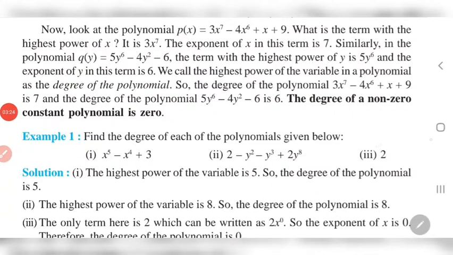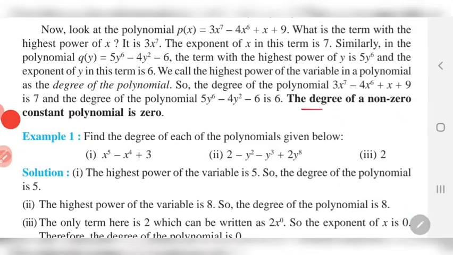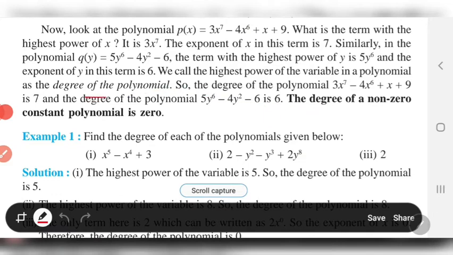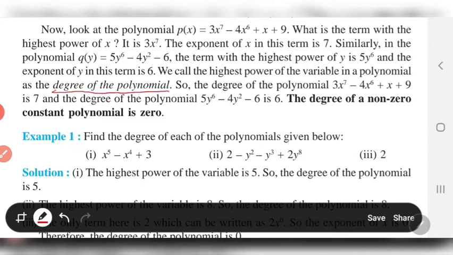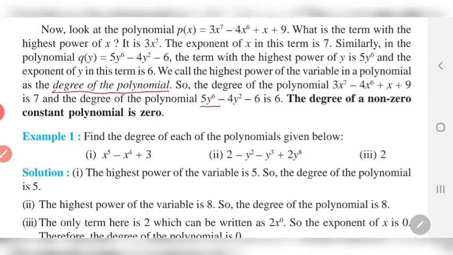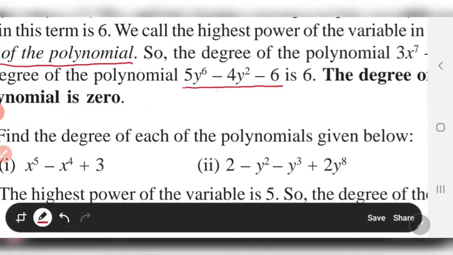So children, we'll see another important term here, that is the degree of a polynomial. So what is the degree of the polynomial? When an algebraic expression has been given to you, for example 5y to the power of 6 minus 4y square minus 6, it has got three terms.